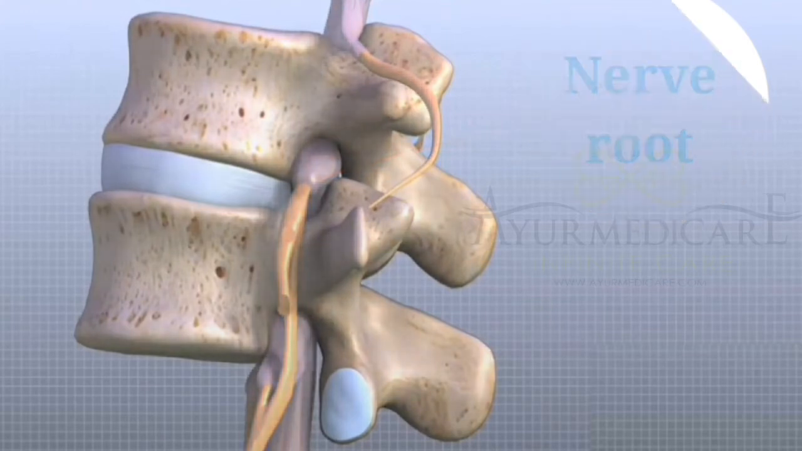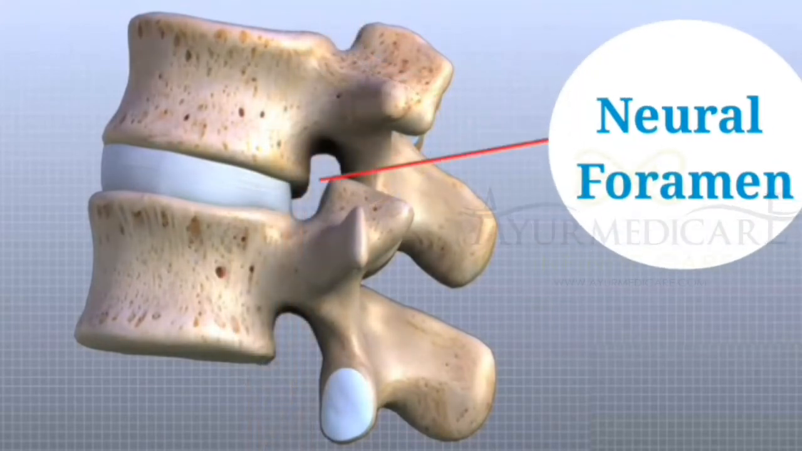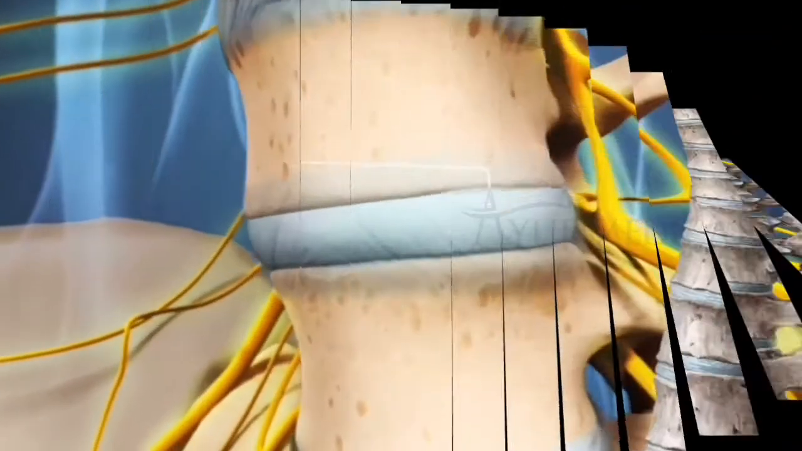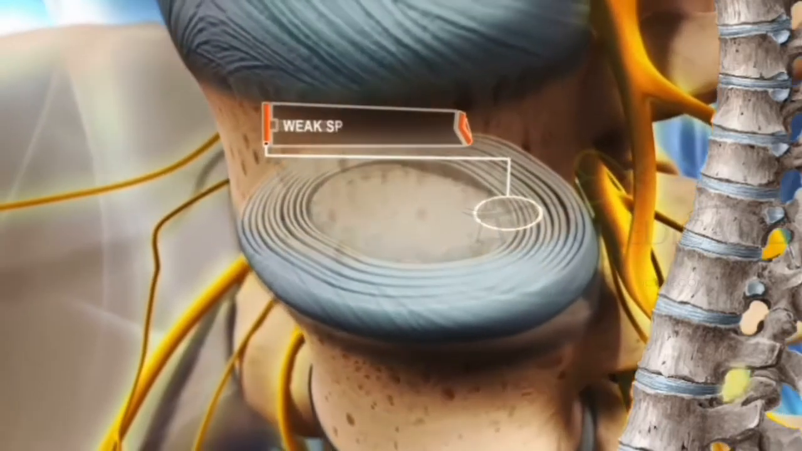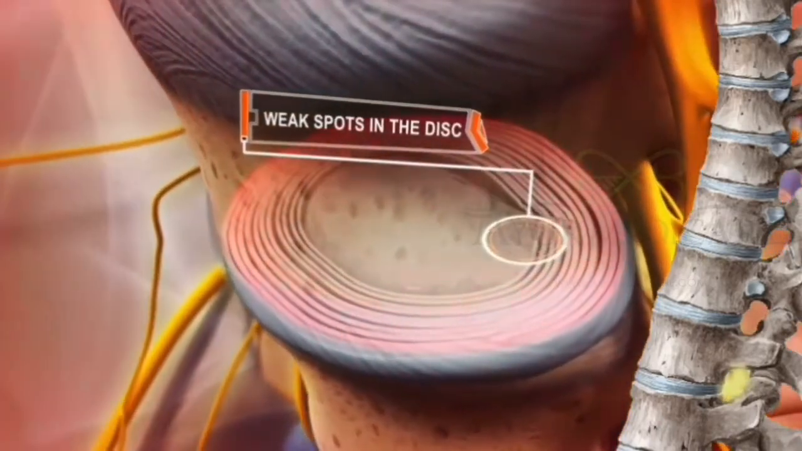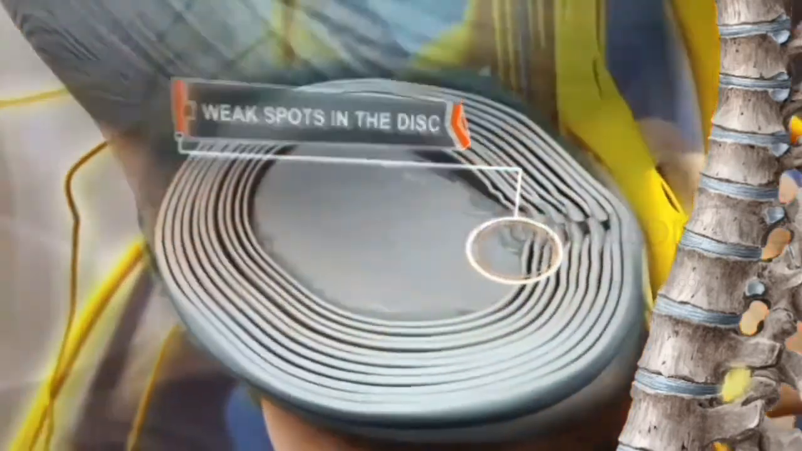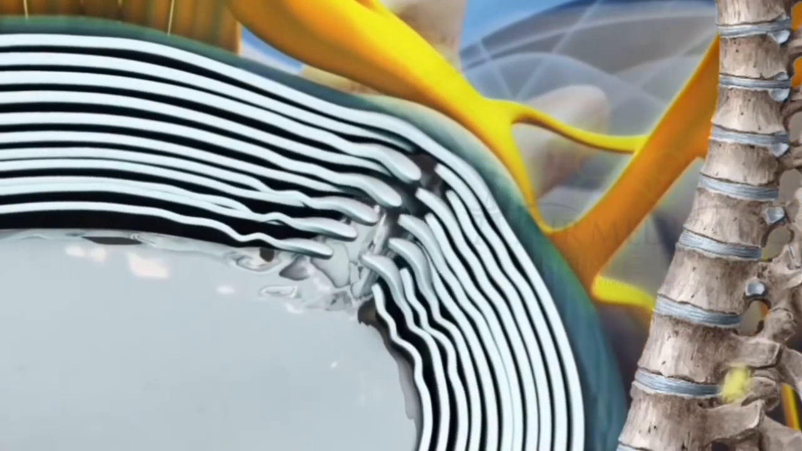The nerve roots from the spinal cord pass on either side of the vertebra through openings called neural foramina. Disc degeneration, or any injury, can cause the nucleus of the disc to herniate through the weakened layers of the outer disc and leak out into the spinal canal.